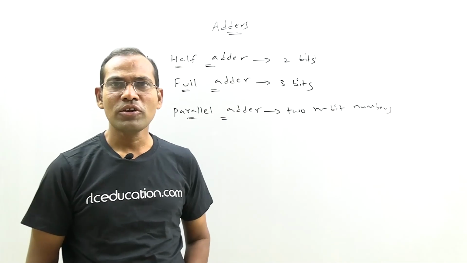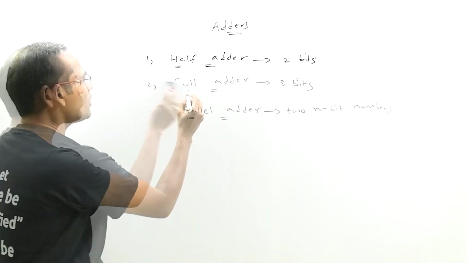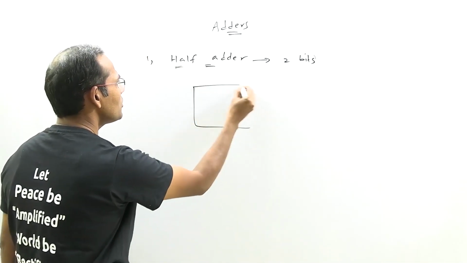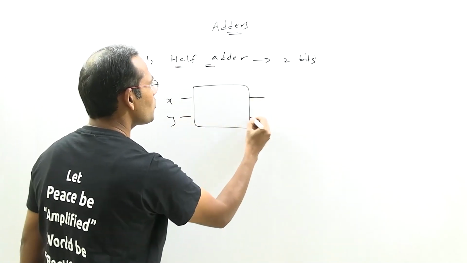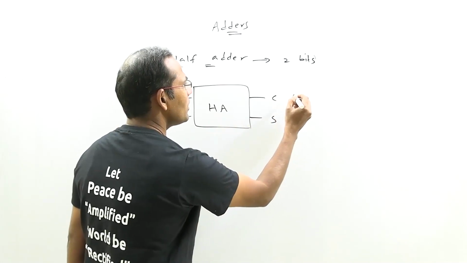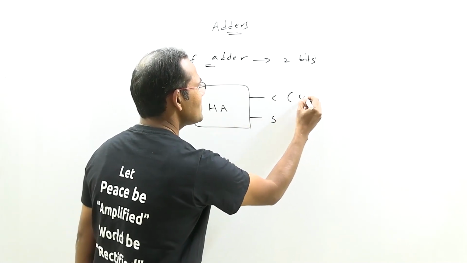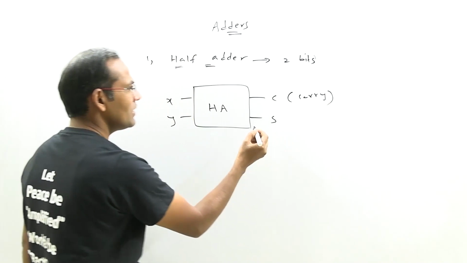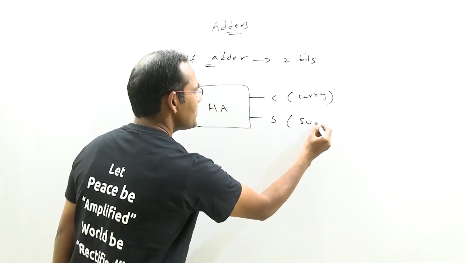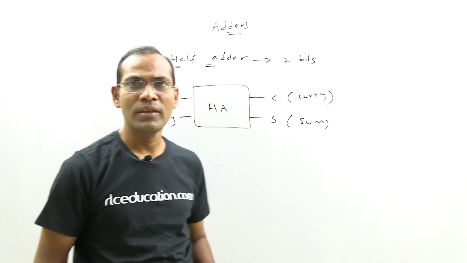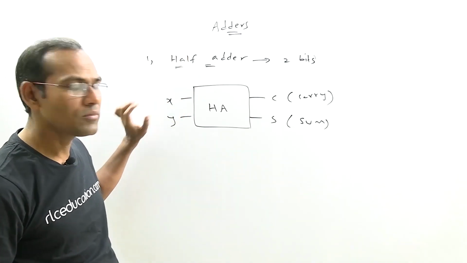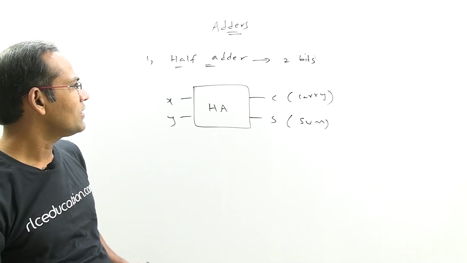First I will explain about half adder. Half adder is a circuit with 2 inputs and 2 outputs. Here one output is carry, C means carry, another output is sum, S means sum. The outputs of a half adder are carry and sum. It is a 2-bit adder, X and Y bits are added.